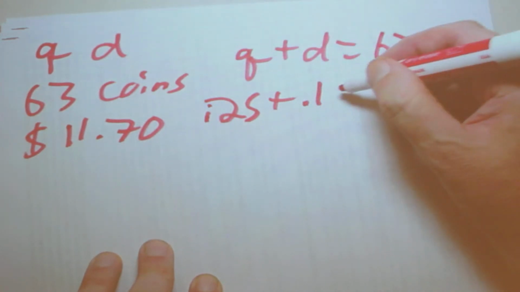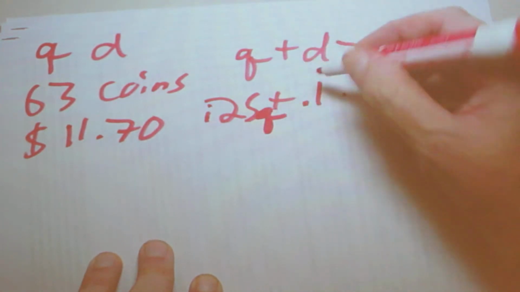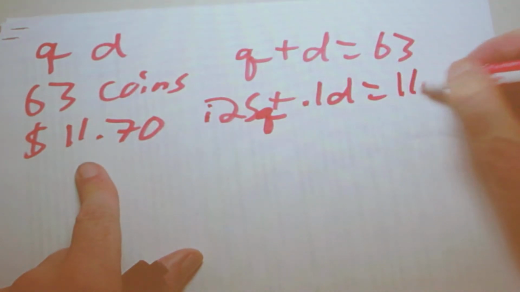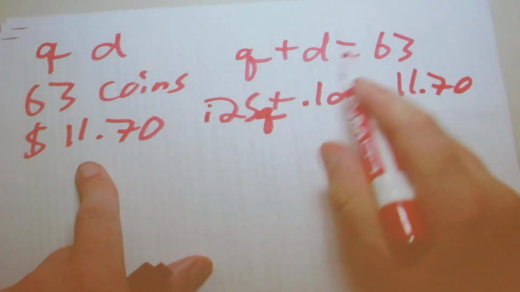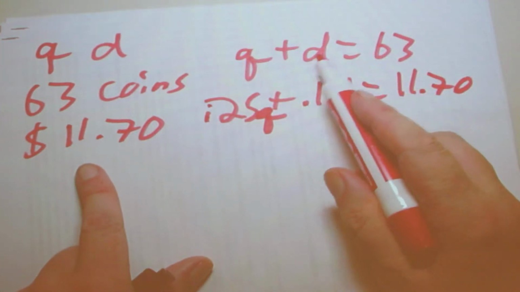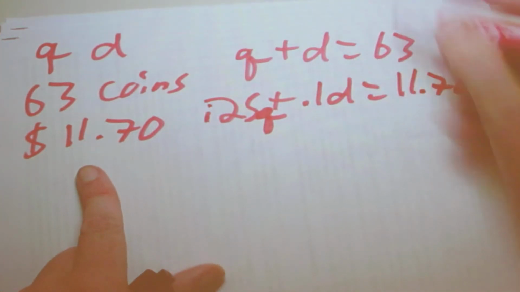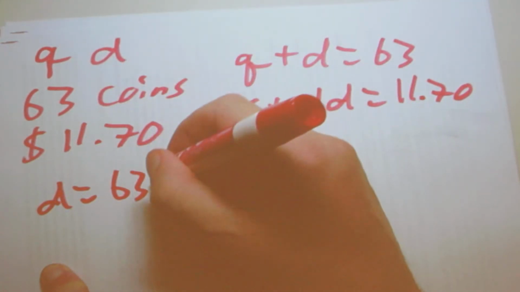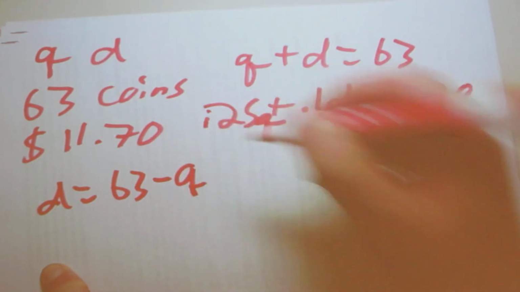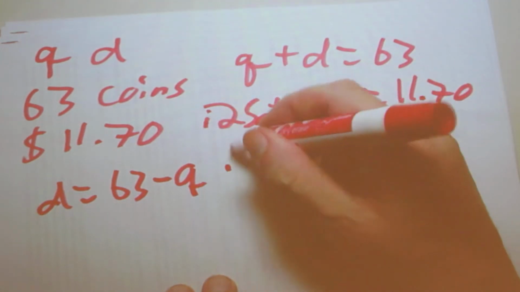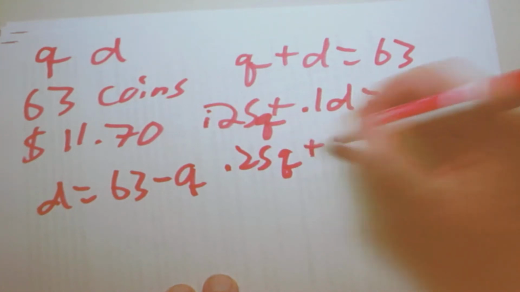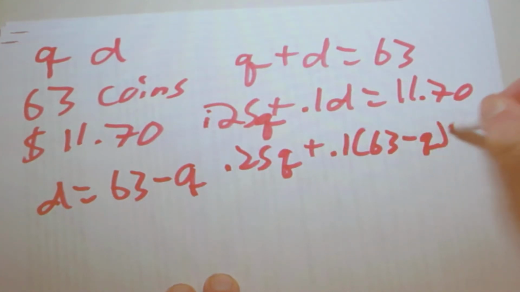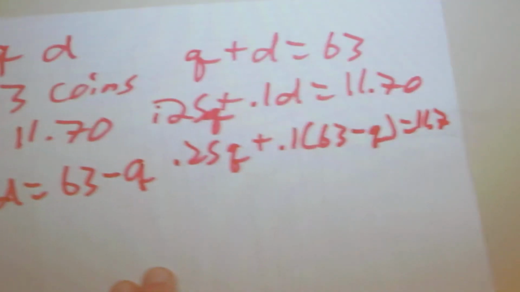10, so 0.25Q plus 0.1D equals 11.70. So solve for one of these. I'm going to solve for dimes. So dimes equals 63 minus Q. So now I'm going to have 0.25Q plus 0.1 times 63 minus Q equals 11.7.